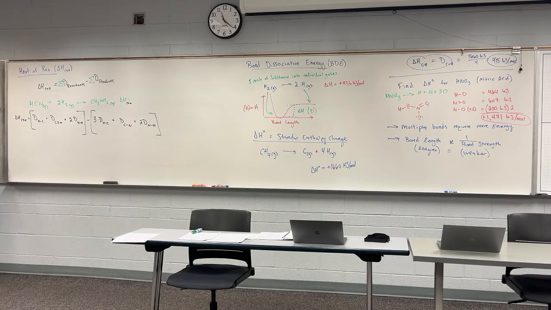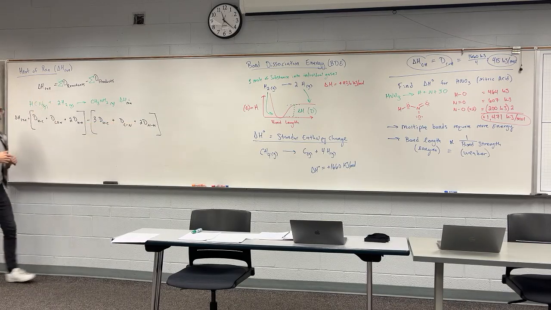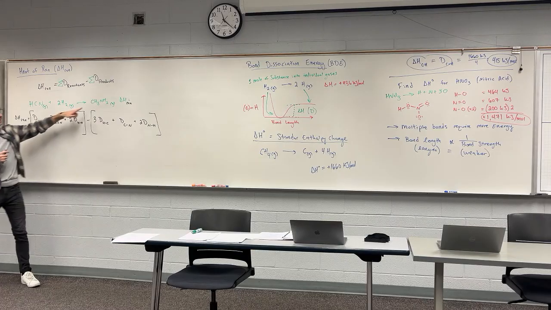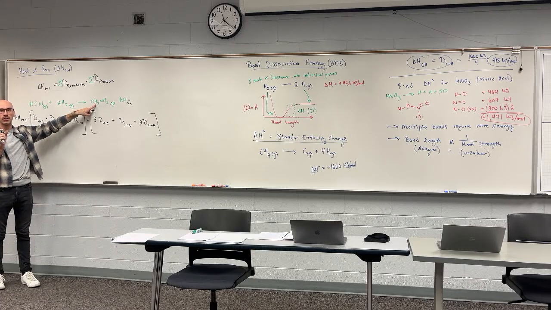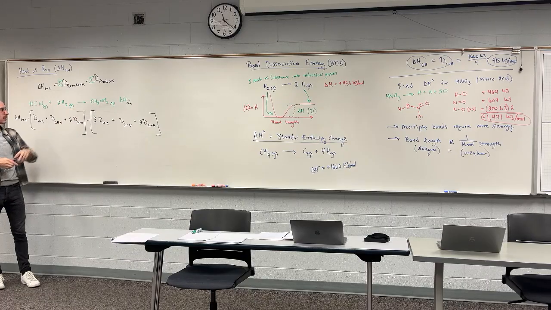Luckily, I had very small coefficients. Coefficient 1, coefficient 1. That means that I didn't need to multiply these by anything else. But if I have coefficients in here, I have to take the number of bonds in the molecule and multiply it by how many molecules are reacting.